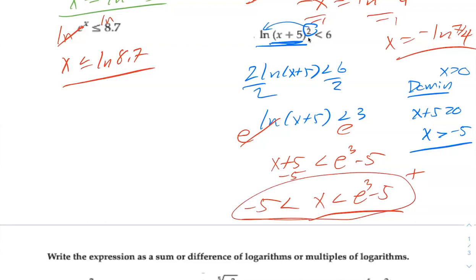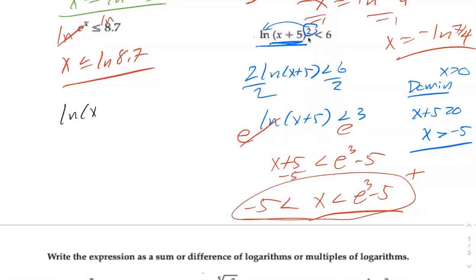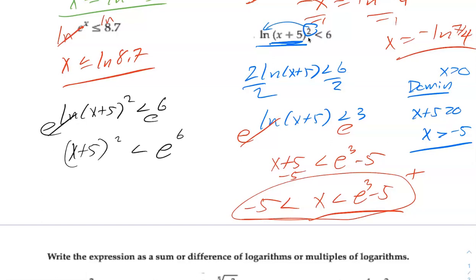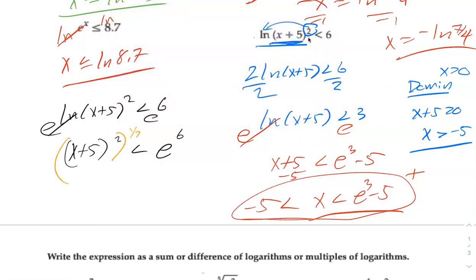Again, you could also do it the other way, so let me show you that real quick. If you had this, and instead you just wanted to take the e already, you could do that. These cancel, and you get x plus 5 squared is less than e to the 6th. Well, how do you get rid of the squared? You take the square root, or in other words, you take the reciprocal power, 1/2. So you need the square root, and then you get x plus 5 is less than e to the third. Right? And then subtract 5, and you get the exact same thing. So it works either way.